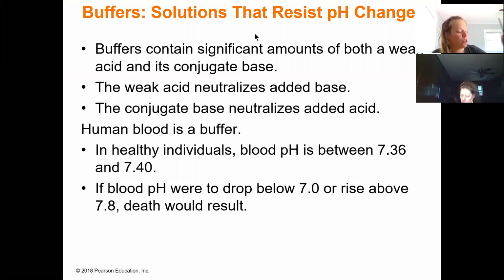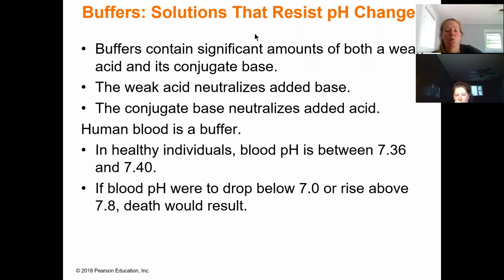So a buffer solution is a specific type of solution that contains a certain amount of a weak acid with its conjugate base. All right, so remember those conjugate acid-base pairs? This is a weak acid with its conjugate base. And what it does is it prevents the solution from changing pH. So your blood is a great example of a buffer solution. It keeps the pH of your blood between about 7.36 and 7.4. If your blood drops below 7 or gets higher than 7.8, which is a pretty narrow window, you can die.